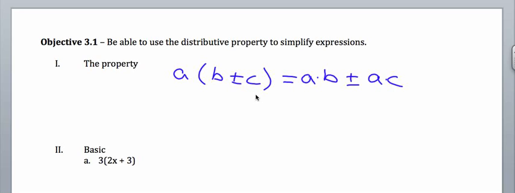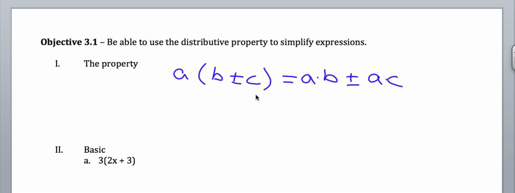Now, this also works if you have more than two terms inside your parentheses. You could have 3 terms, 4 terms, 5 terms. As long as they're being added and subtracted, you can completely distribute that a to each of those individual terms, whatever's on the outside.